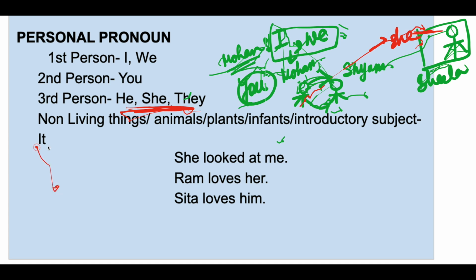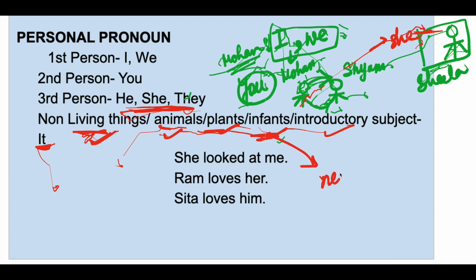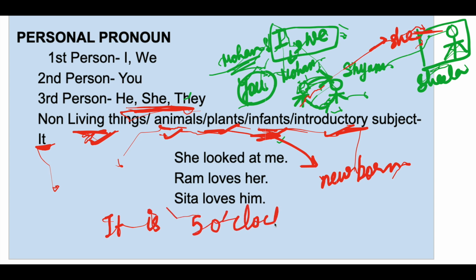Now it, what is it used for? It is used for non-living things, animals, plants, infants and as an introductory subject. So for all non-living things, for all animals, for all plants, and infants means what? Infant means newborn babies. Okay, for them it is used, and as an introductory subject, like if I say it is 5 o'clock. It is 5 o'clock. So here it has been used just as an introductory subject, just to introduce the sentence. Okay.